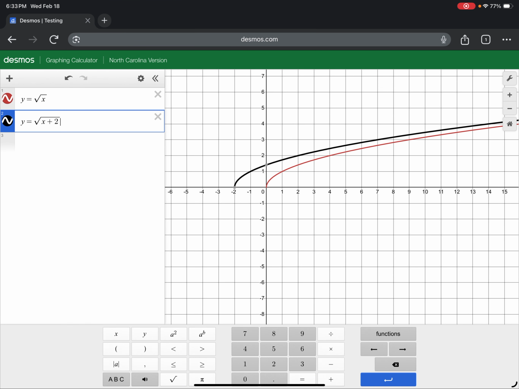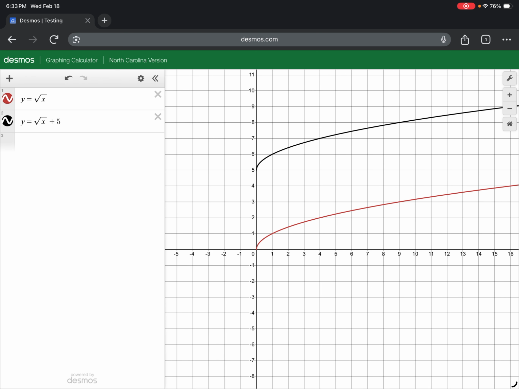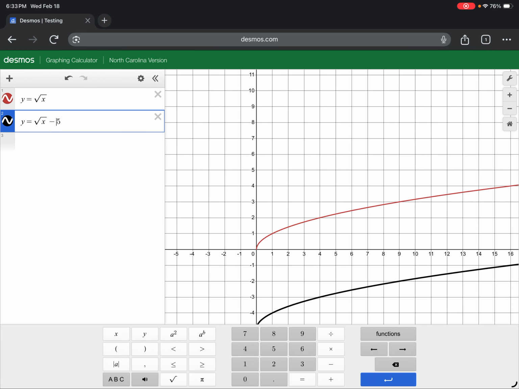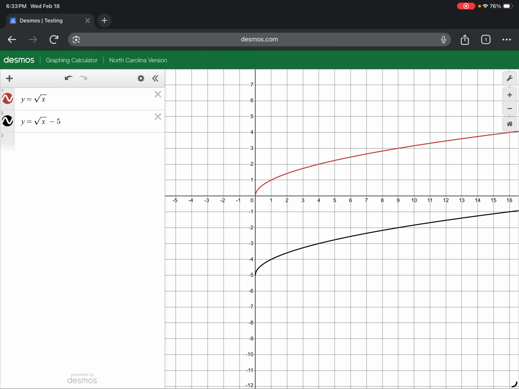So again, if I have the original parent function and I say I'm going to go up plus 5, you can see that I started at 0, 0 and I shifted up to 0, 5, so I went up 5. If I say that minus 5, and again, just keep in mind that it's not inside of the square root, we start at 0, 0, we're now going down 5.